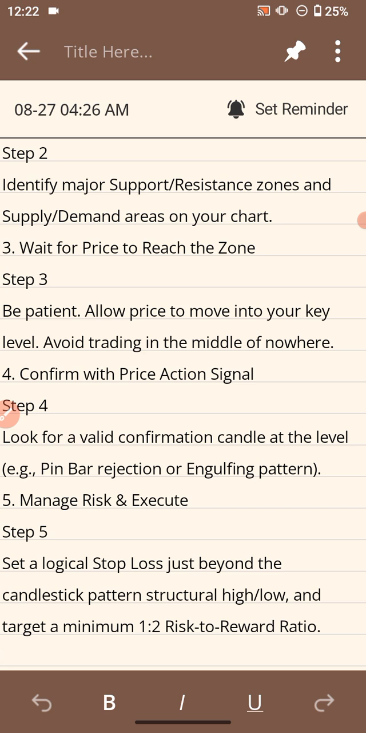Number 4, confirm with price action signal. Step 4, look for a valid confirmation candle at the level, e.g. pin bar, rejection, or engulfing pattern. Number 5, manage risk and execute. Then step 5, set a logical stop loss just beyond the candlestick pattern structural high low and target a minimum 1:2 risk to reward ratio.